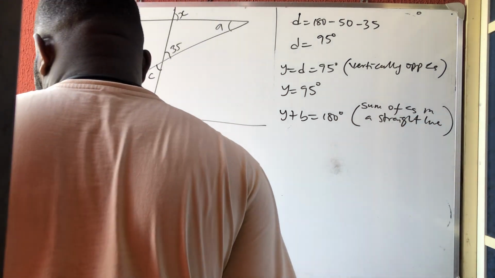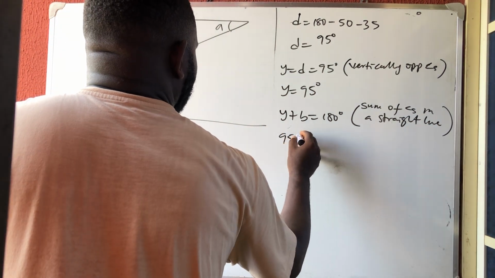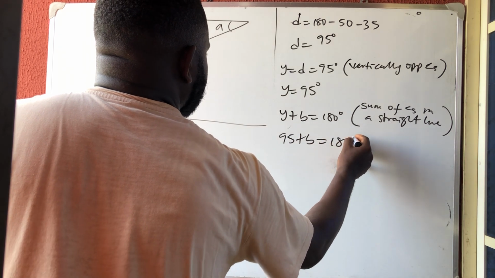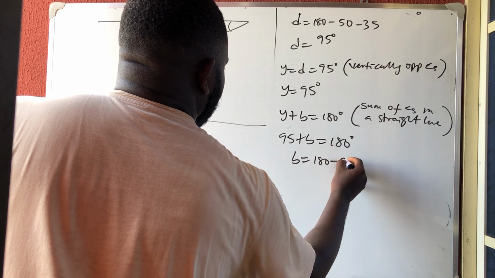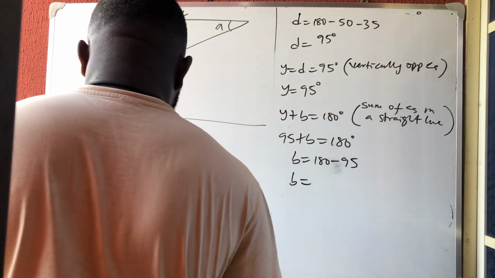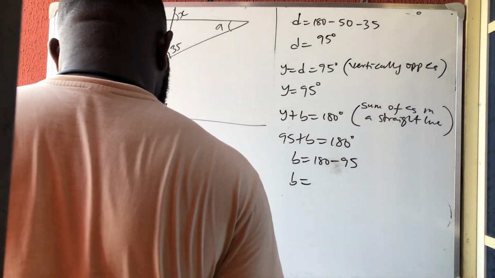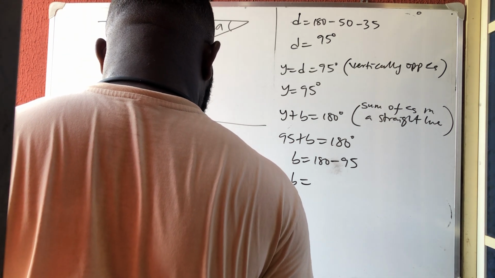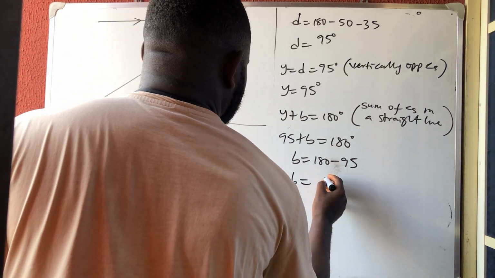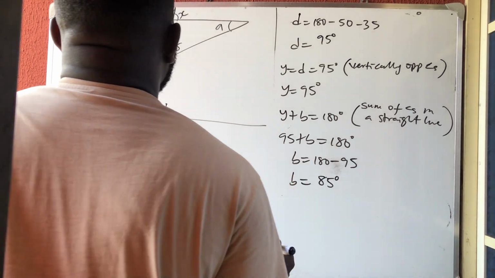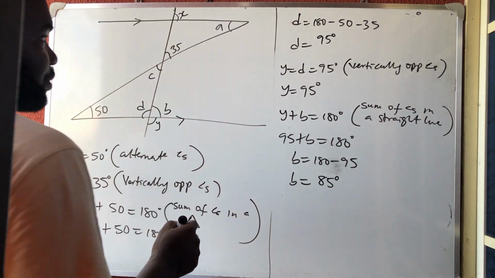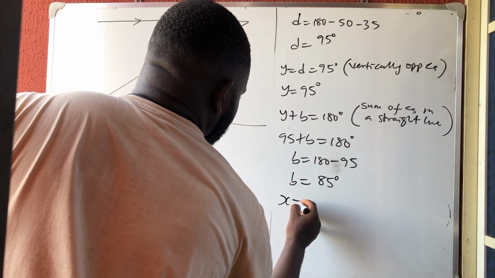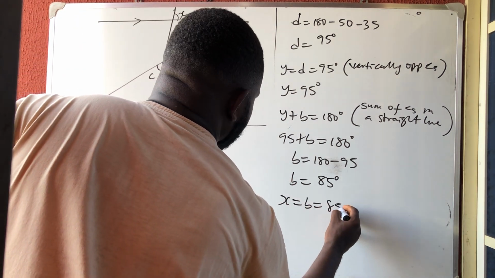Okay, so if you look at that now, you will now see that what? 95 plus B is equal to 180 degrees. So therefore B is what? 180 minus 95. So my B is equal to 85 degrees. If you have gotten B, automatically you have gotten X because they are in the same position, corresponding angles. So tell them that X is equal to B, which is equal to 85 degrees.